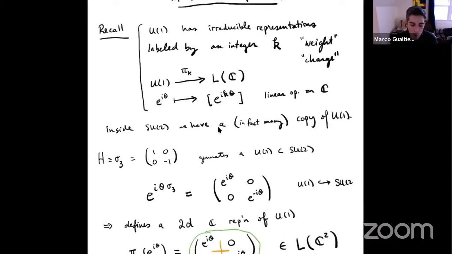Okay, so how are we going to use this in order to study the representations of SU2? Well, we're going to look inside SU2 and find hidden in there a U1. So if SU2 is acting on a vector space, inside this SU2 there's a tiny little U1, and we're going to see how that little U1 acts on the representation and what charge it has. And that's going to give us some clues as to what representation of SU2 we're dealing with.